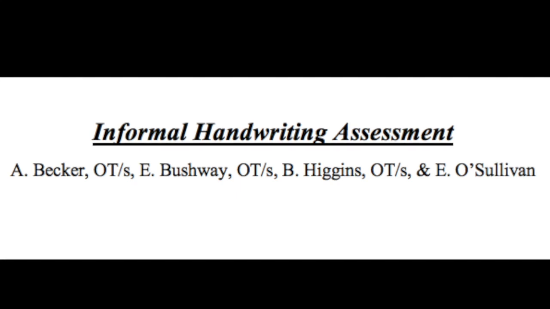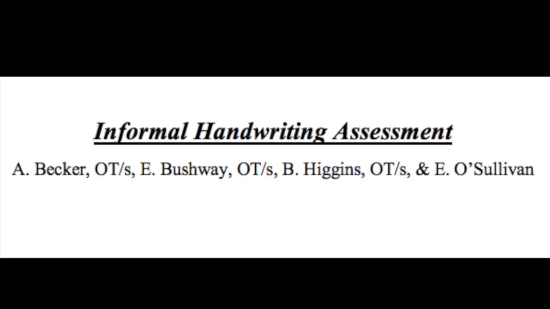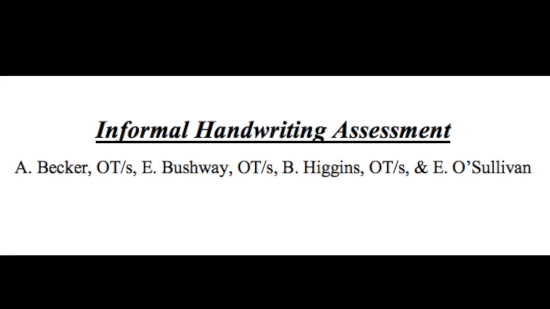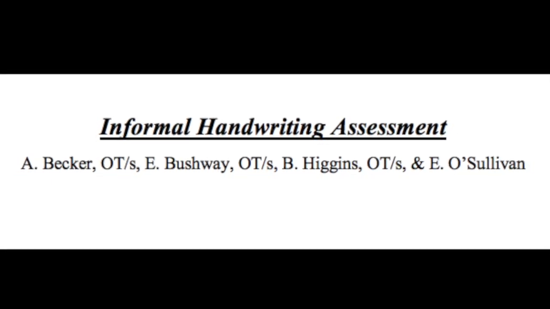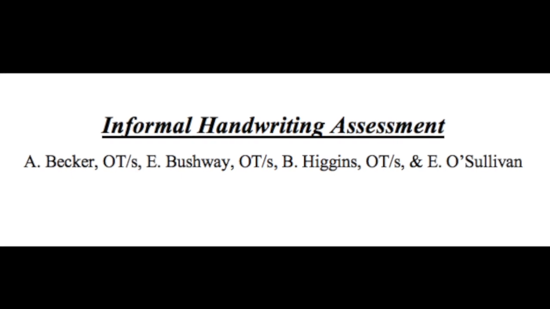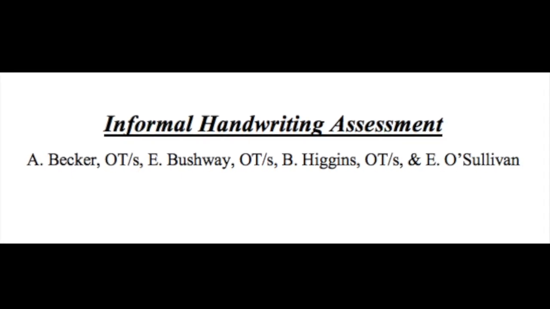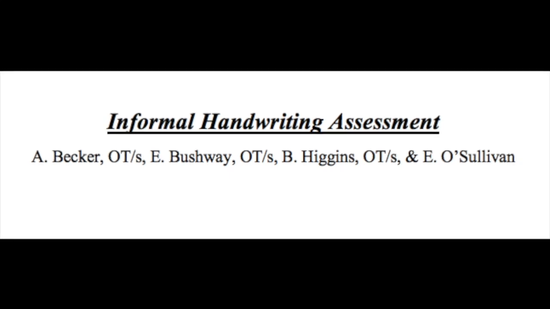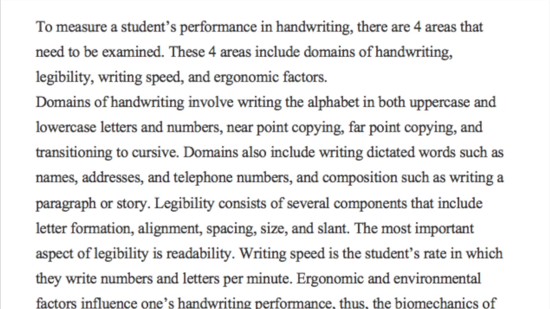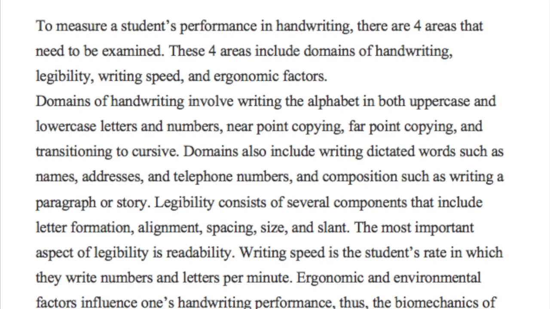This instructional video will explain and demonstrate specific areas to be included when conducting an informal handwriting assessment. The examiner should be attentive to the student's posture, grasp pattern, left-to-right orientation, letter placement / letter size, and word spacing. To measure a student's performance in handwriting, there are 4 areas that need to be examined.